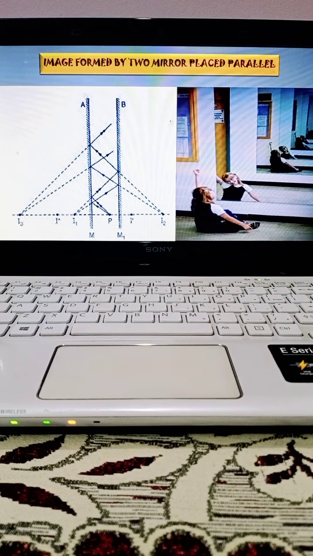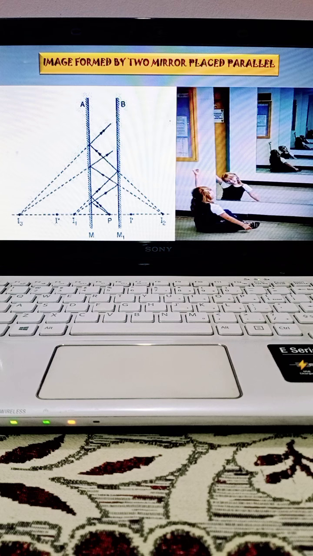Next we are going to see how two mirrors are placed together. In the first diagram, we can observe that two mirrors are placed parallel to each other. So the angle theta between them is 0, and 360 by 0 degrees is equal to infinity. You can see in the diagram that an infinite number of images are formed when two mirrors are placed in parallel.